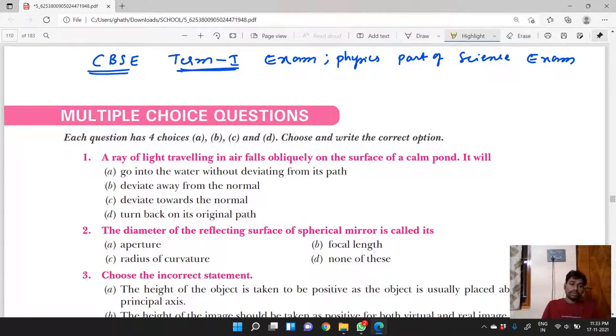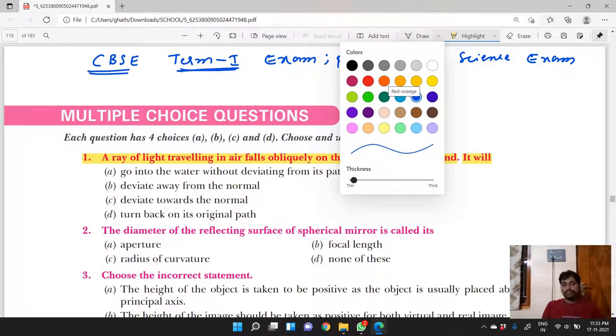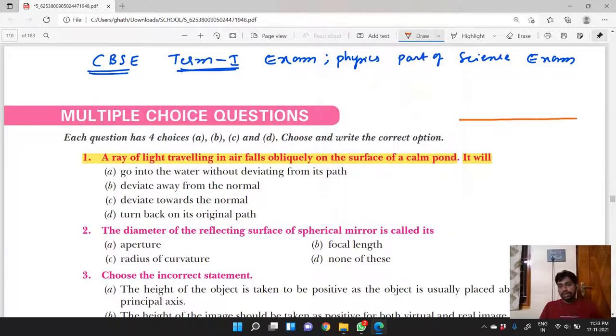First question: a ray of light traveling in air falls obliquely on the surface of a compound. It is a very simple and easy question, a basic question. Let us take a surface of water, with water below. So light is coming from air to the water, and this medium is called air. This is called water.